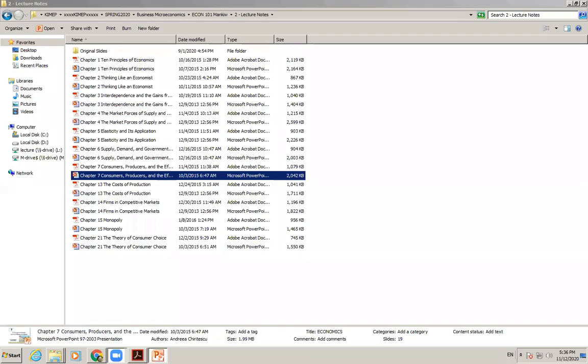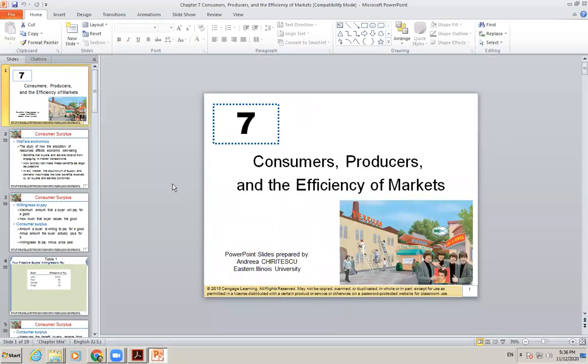So today we're going to start with the consumers, producers, and the efficiency of the markets chapter. So here we go. Consumers, producers, and the efficiency of the markets.